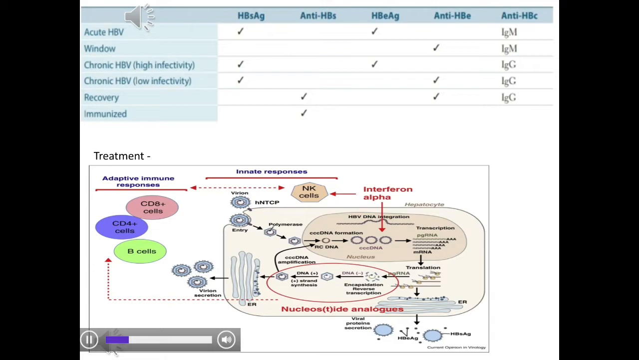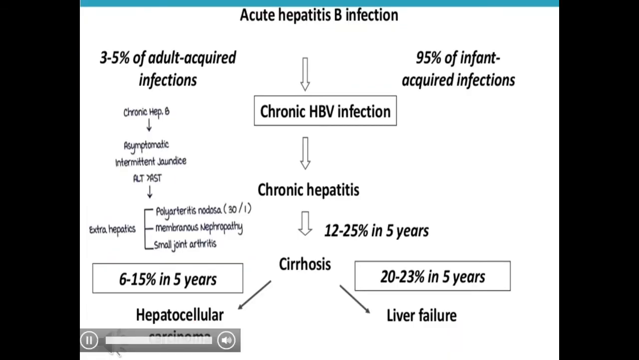Treatment of hepatitis B would involve interferons, lamivudine, adefovir, pegylated interferon, entecavir, telbivudine, tenofovir. Acute hepatitis B infection can be converted into chronic hepatitis B infection in 3 to 5% of adult acquired infections and 95% of infant acquired infections.